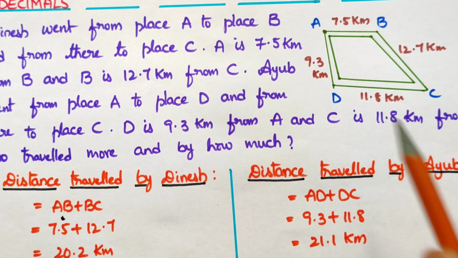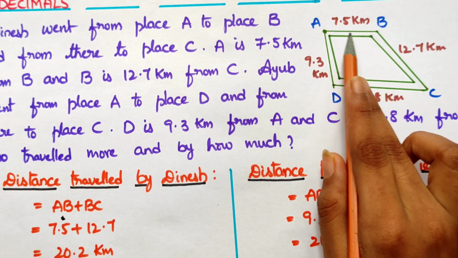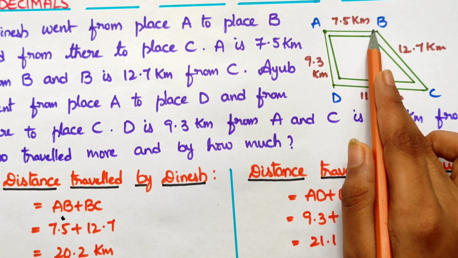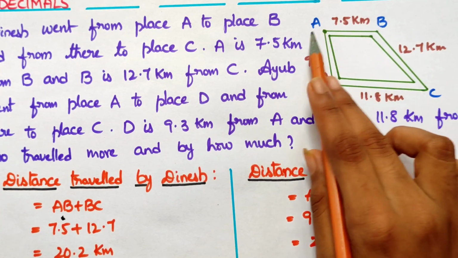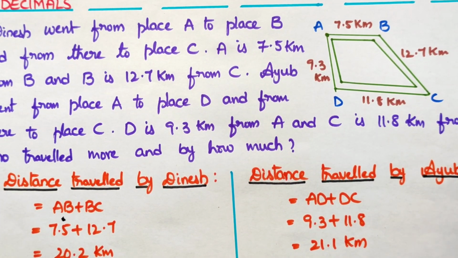That means A is 7.5 km from B. More clearly, the distance between A and B is 7.5 km, and the distance between B and C, that means B is 12.7 km from C. So the distance between A and B is 7.5 km, and the distance between B and C is 12.7 km.